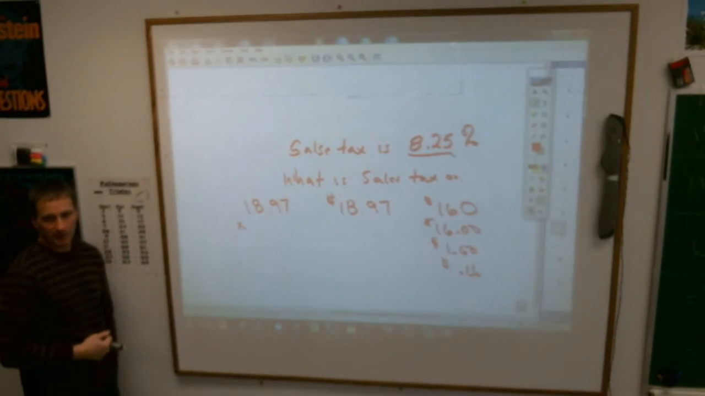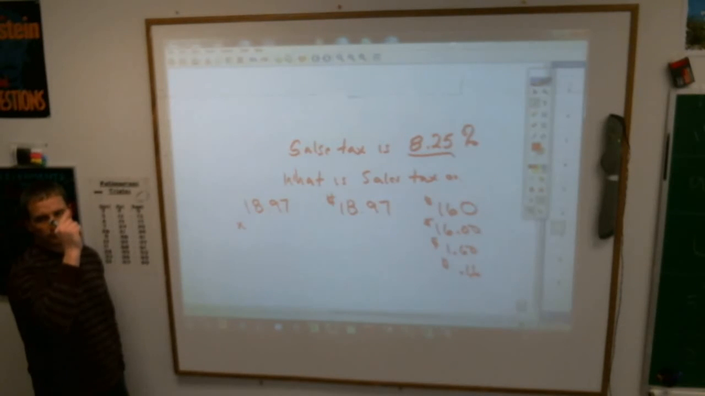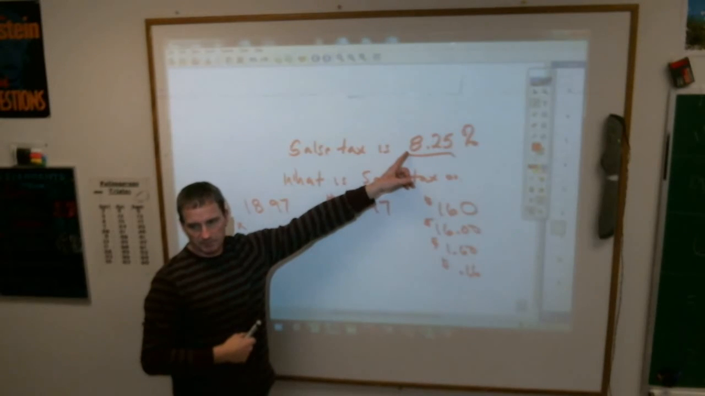This is the beauty of math here. Kate, where's it going to go? It's behind the 8. It already is behind the 8. In front of the 8. In front of the 8, if you just put the decimal here, that would be 82% tax. Where does the decimal go?